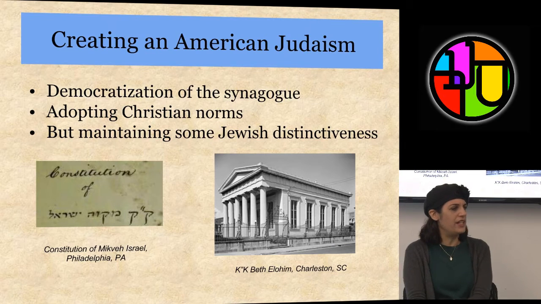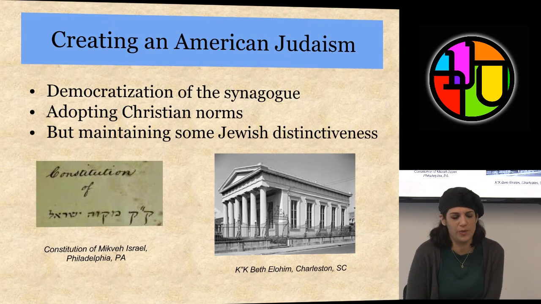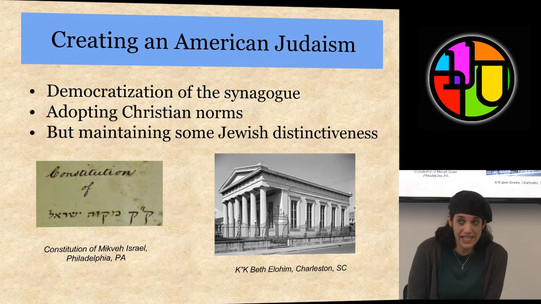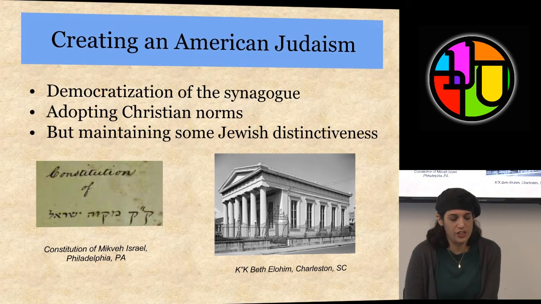They also adopted some Christian norms, which are really interesting. They had more English prayer in the synagogues, and this is way, way before that happened in Europe. In Europe, they start praying more in German from 1810 onward, in the 19th century. But in America, already in the late 18th century, they start praying in English.